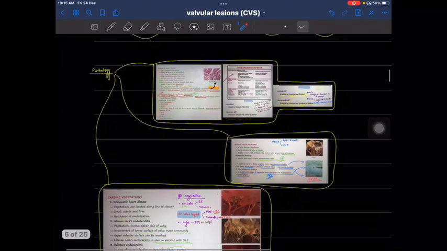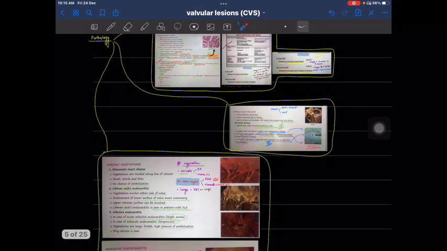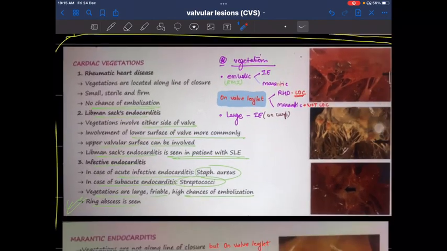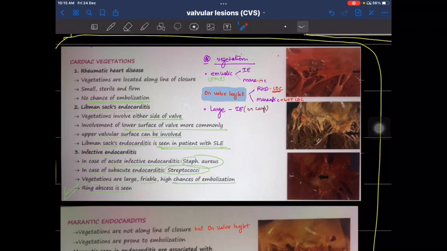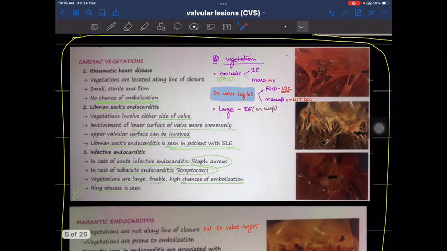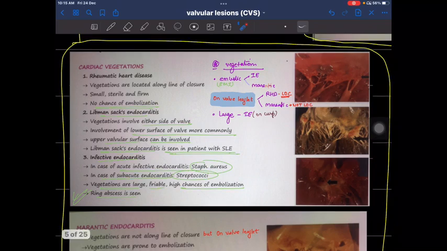So after this is done, we'll just take a brief look at the vegetations that we can see on the cardiac valves. Since we are dealing with valvular pathologies, we'll just take a look. So cardiac vegetations. What do we mean by this? We mean that if there are bodies present on the valvular cusp, upper side or lower side or along the line of closure, that will of course alter the dynamics of the blood flow. So we need to know what kind of vegetations are found in what kind of diseases.